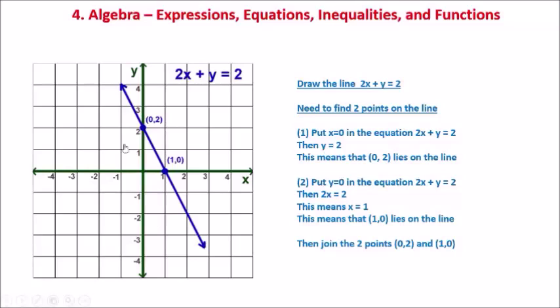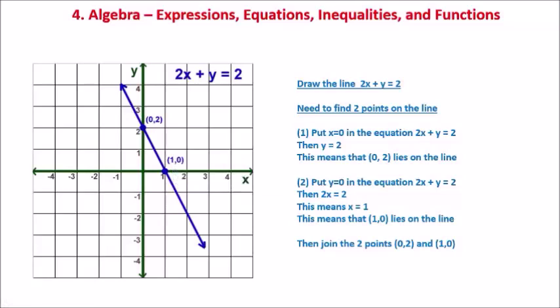So let's see how you pick 1 point. In the equation, you can put x equal to 0. If x equals 0, you plug it in, then y equals 2. So when x is 0, y is 2. That means the ordered pair 0 comma 2 is on the line. You see on the picture here, 0 comma 2 is exactly on the line.